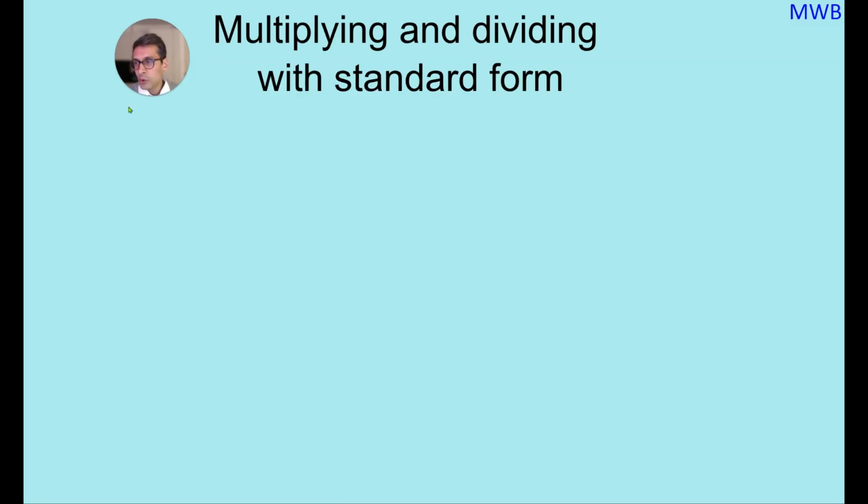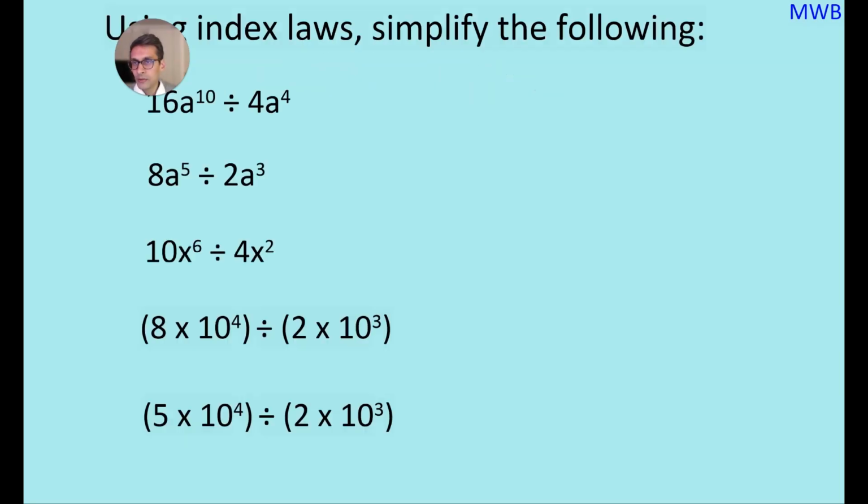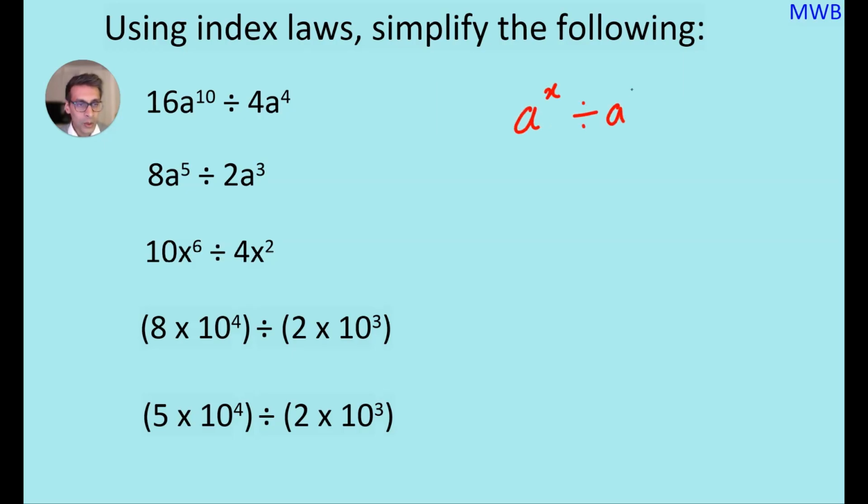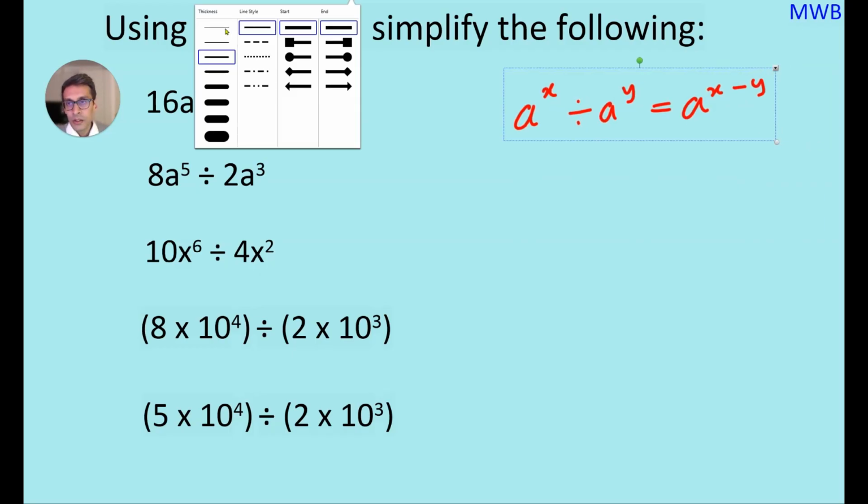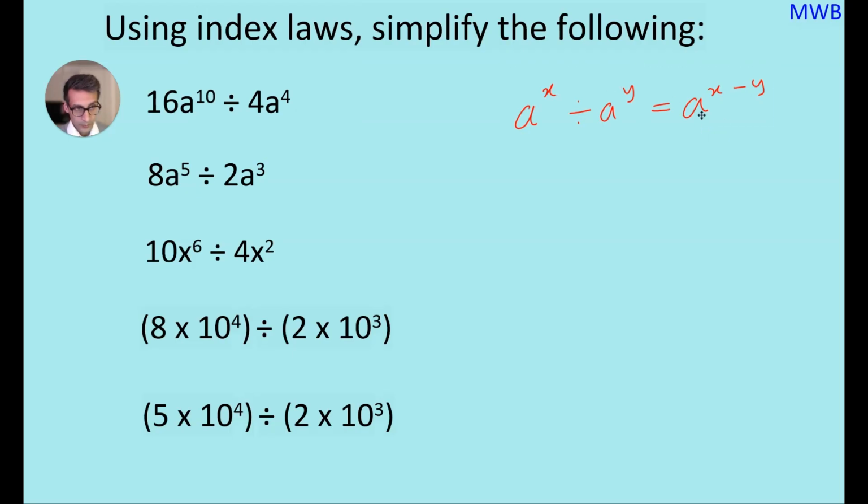Before we do this, there's a skill that you need to master, which is using the laws of indices with division. I will do the first example for you, and the law we're going to be using is a to the power x divided by a to the power y is equal to a to the power x minus y. So when the base matches, in this case the base is a, if you are dividing these terms, then you subtract the exponents.